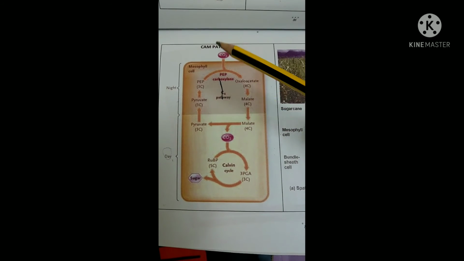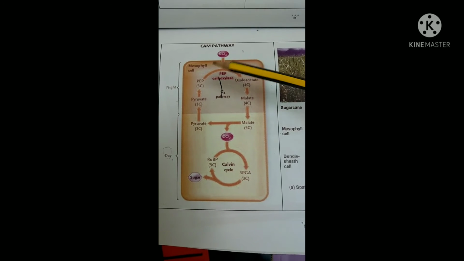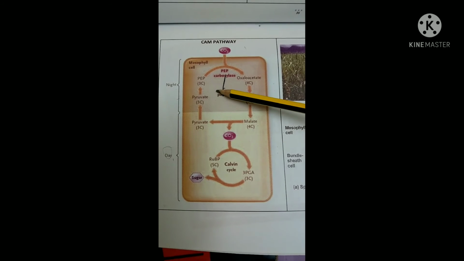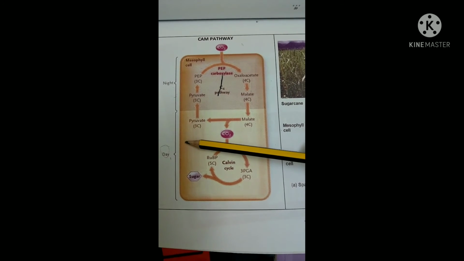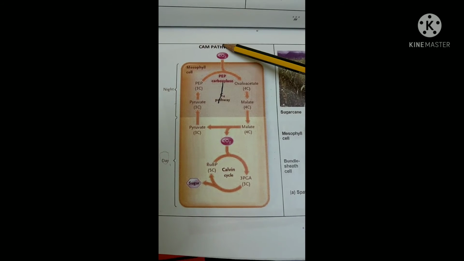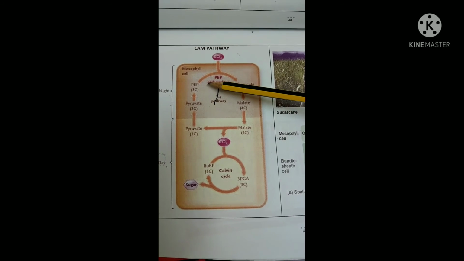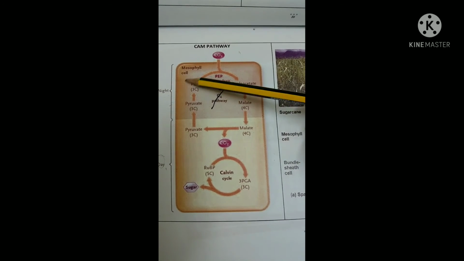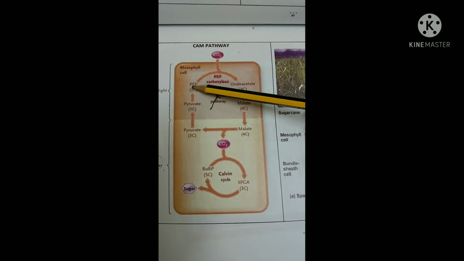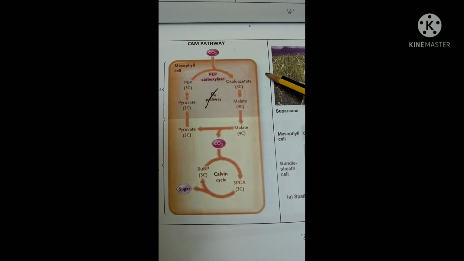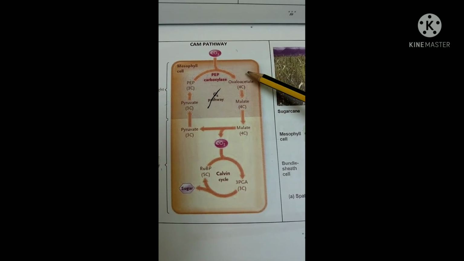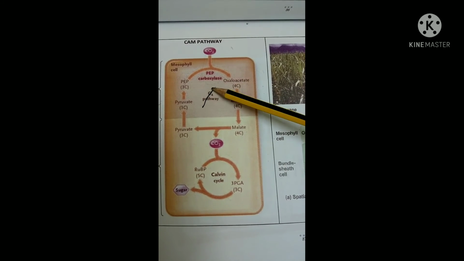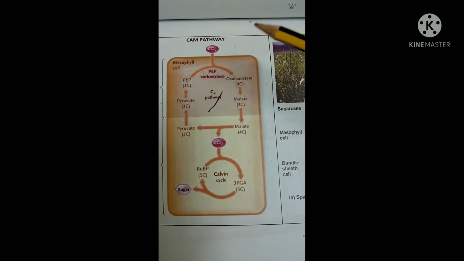Okay, now I'm going to explain about the CAM pathway. At night, the stomata open, and during the daytime the stomata will close. So when the carbon dioxide enters, it will incorporate with PEP, a 3 carbon compound, and then it will produce a 4 carbon compound, which is oxaloacetate, and the reaction is catalyzed by PEP carboxylase.